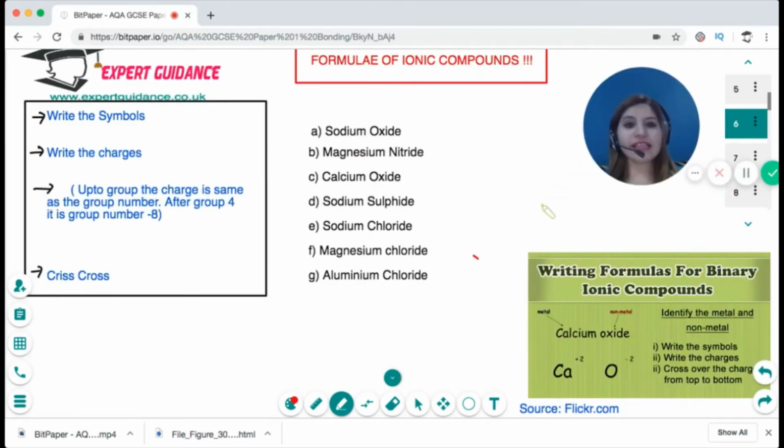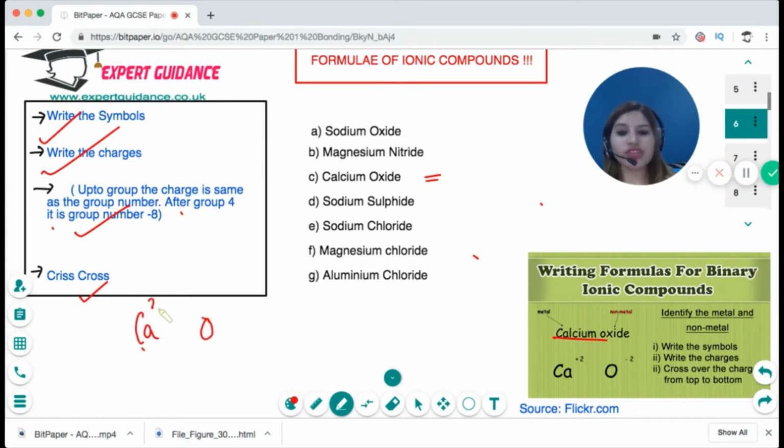Now next is how to write the ionic formulas. To write the ionic formulas, the steps are: you write the symbol, write the charges. Up to group 4, the charge is the same as the group number. After group 4, it is group number take away 8, and then do crisscross. For example, calcium oxide. Write the symbol, that is Ca. Calcium is in group 2, so the charge is 2 plus. Oxygen is in group 6, so 6 minus 8 gives a 2 minus charge. Since both charges are the same, they get cancelled, so the formula of calcium oxide is CaO.